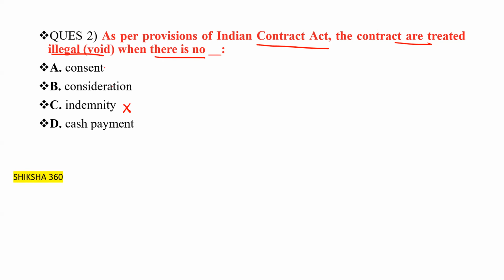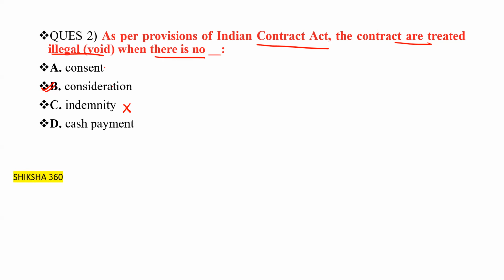The contract is treated as illegal or void when there is no consideration, not when there is no consent. So option B is the correct answer. Consideration is necessary for any contract.